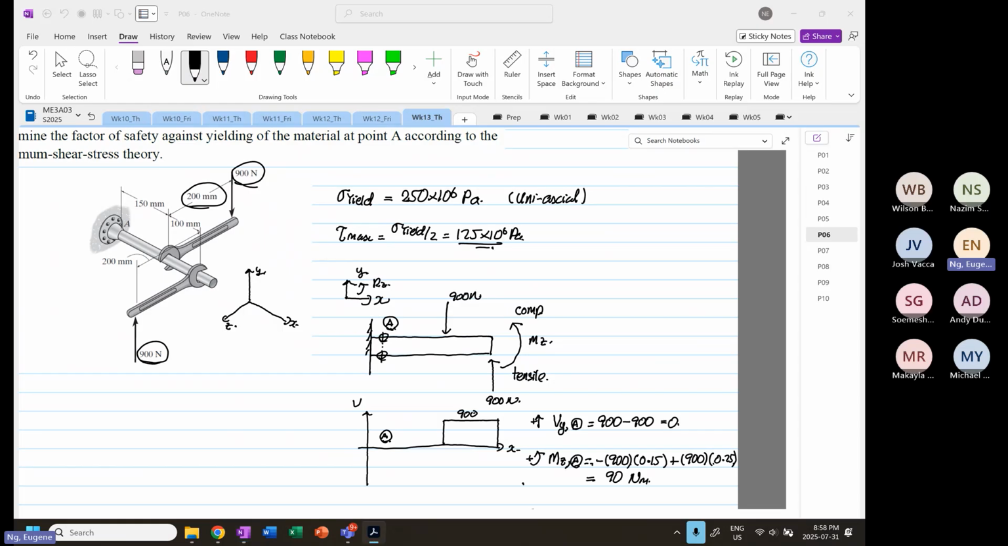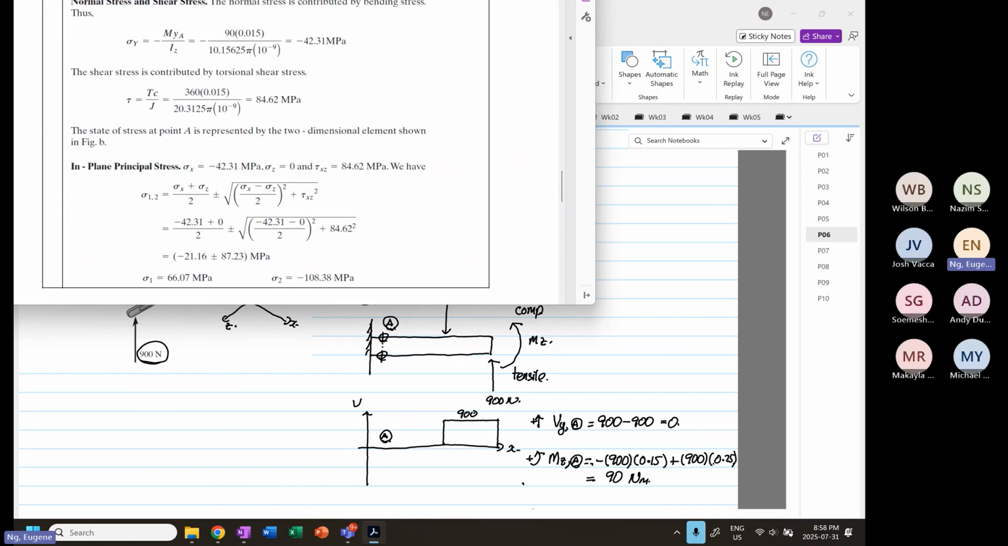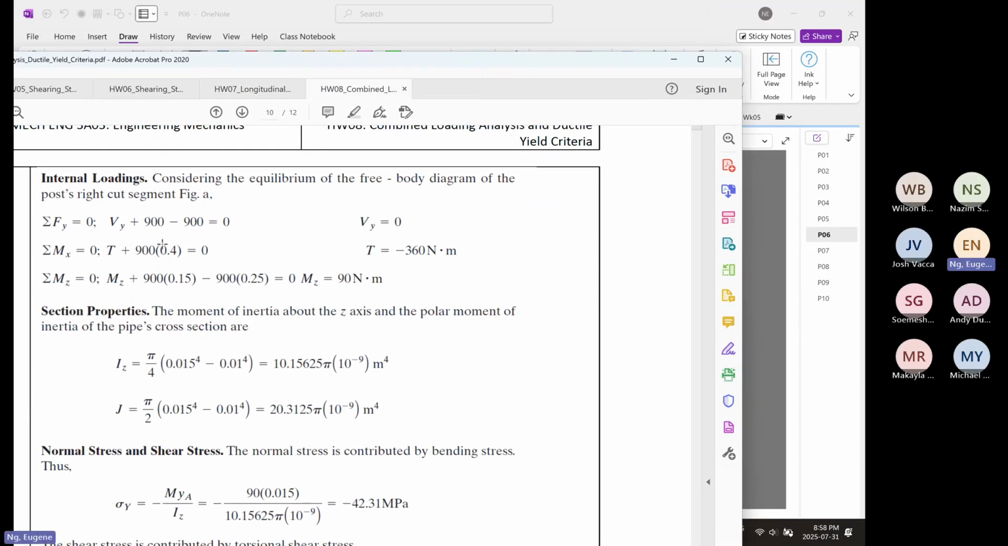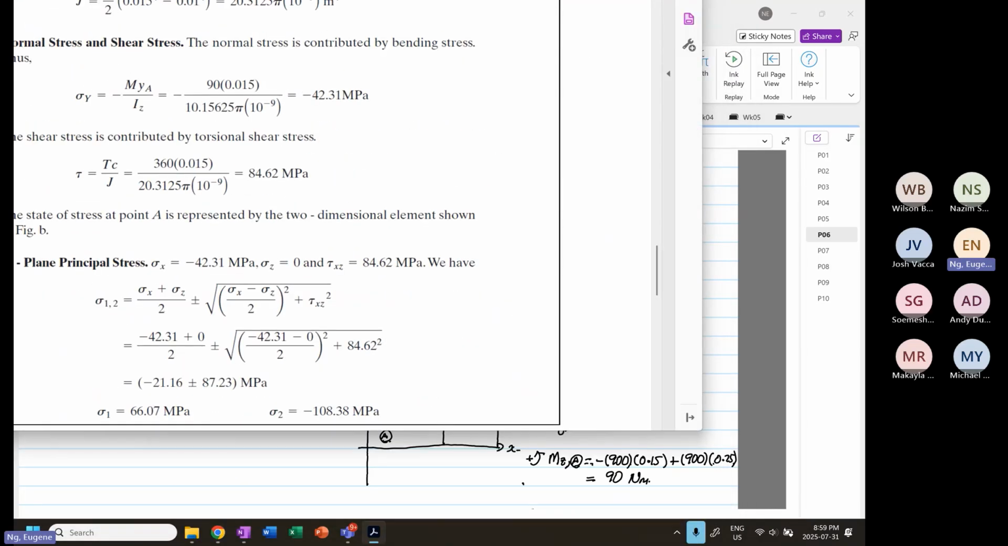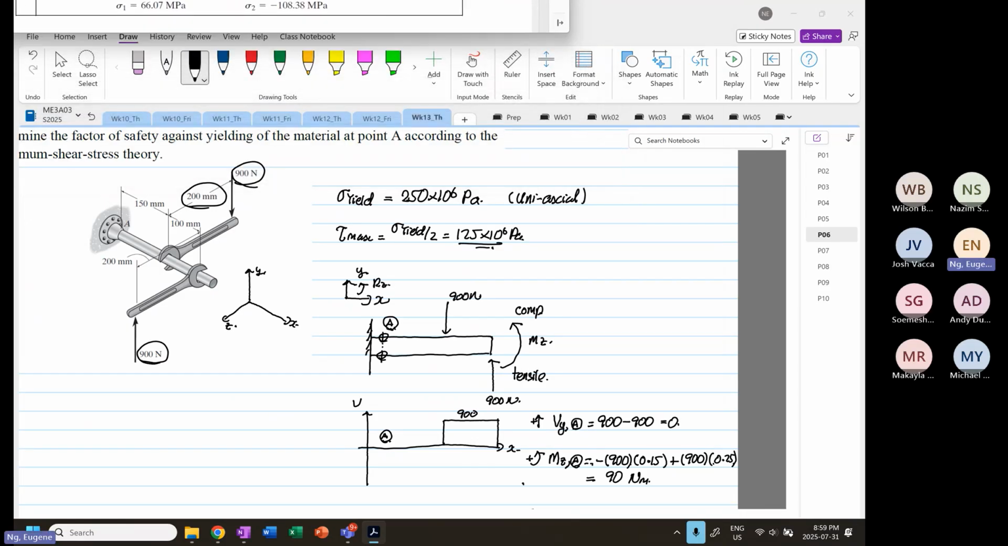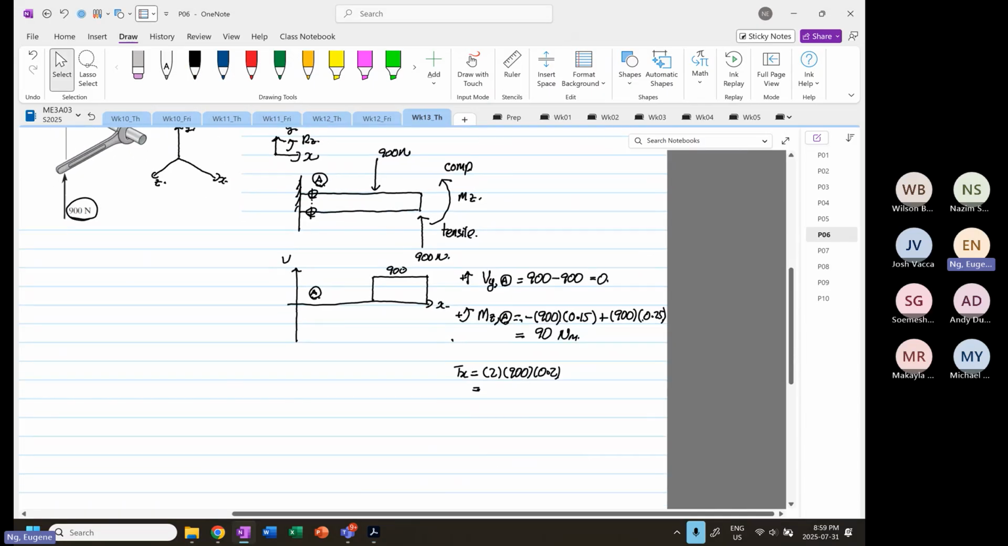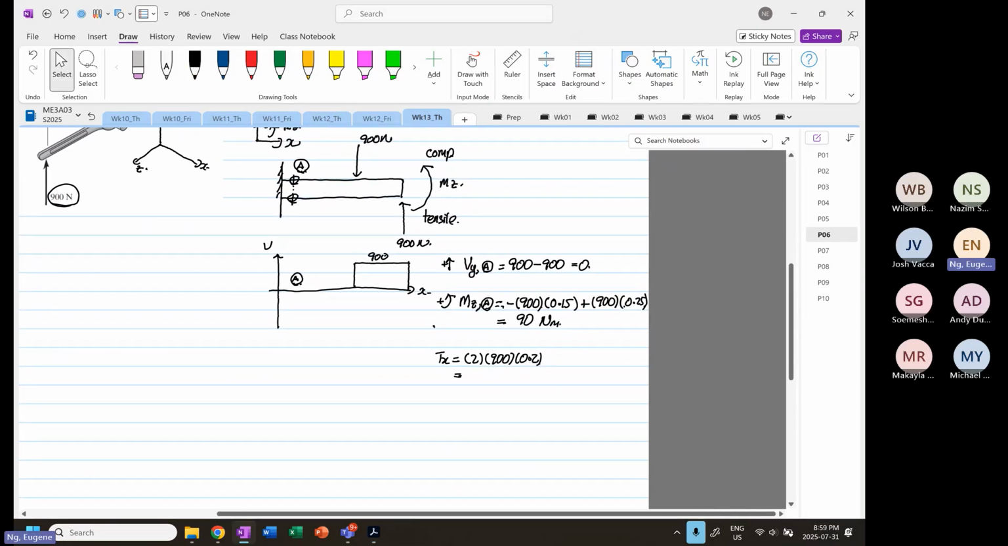I don't like the solution manual, because it writes down 900 times 0.4. I hate that. Torque is equal to force times perpendicular distance, so it should be 1800 times 0.2. This is confusing, so that's why I'm not a fan of the solution manual. I just use it when I have to, just to check. So we know that this is equal to 2 times 900 times 0.2, which is equal to 360 Newton meter.